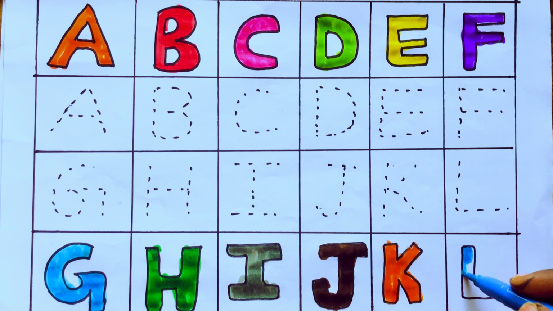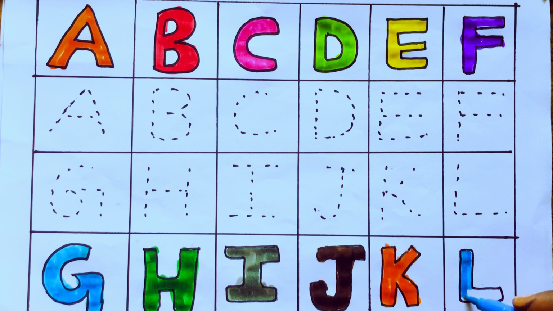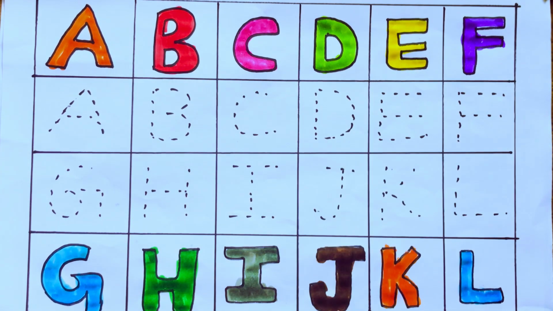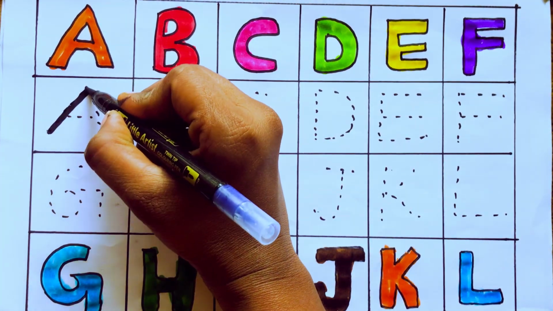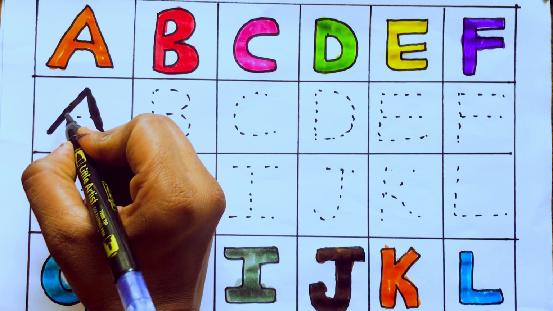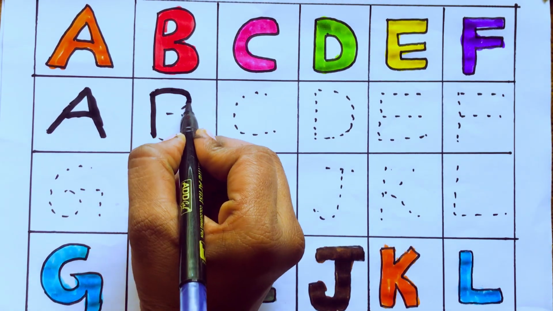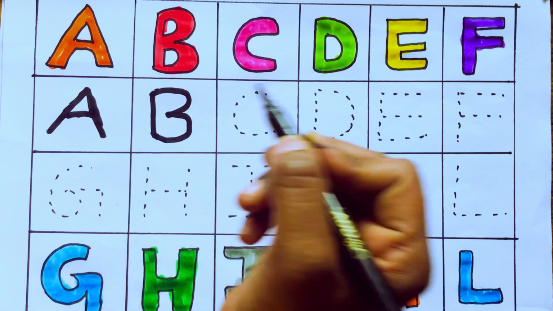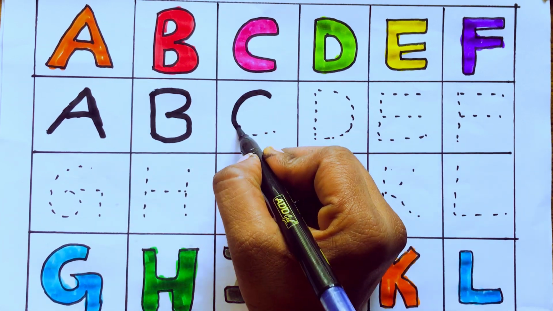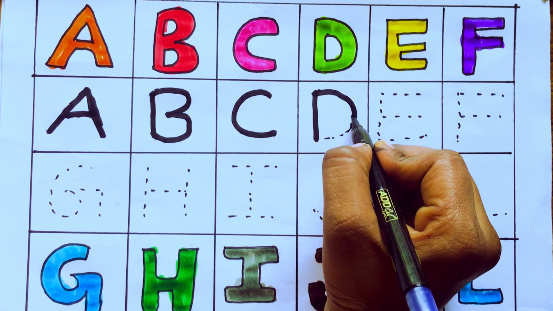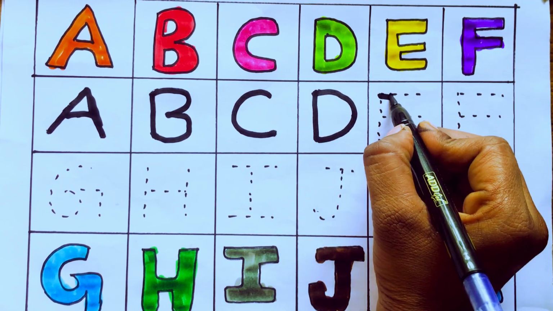Sky blue color L. L for lion and L for leaf. Black color A. A for ant. B. B for bat. C. C for camel. D. D for dinner set.